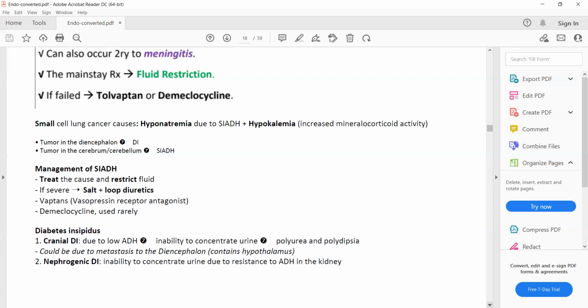So what will happen if there is low production of ADH? As I already told you, that is a water-loving hormone. So no water will be absorbed from the urine. As no water is absorbed from the urine, urine osmolality will be low in diabetes insipidus. Low urine osmolality or diluted urine will be produced in diabetes insipidus as opposed to SIADH. In SIADH, there was excessive absorption of water and concentrated urine was produced.